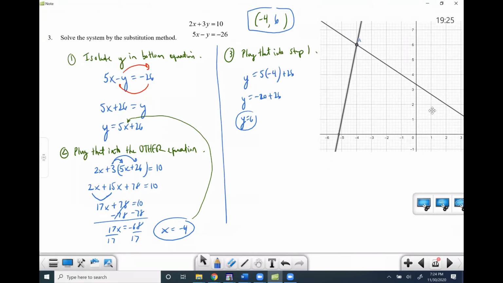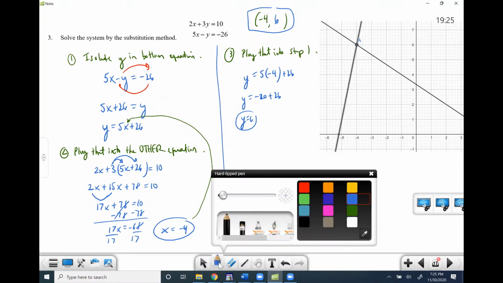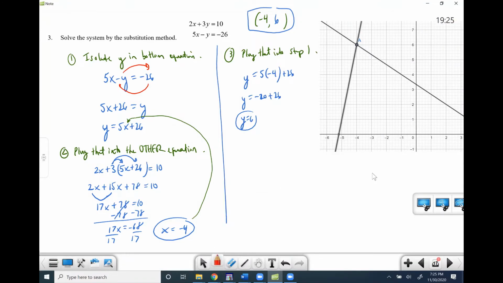Now, they might ask you questions like, what kind of lines are they? So let's go ahead and use those new words we learned. Like, is this consistent or inconsistent? Is it dependent or independent?